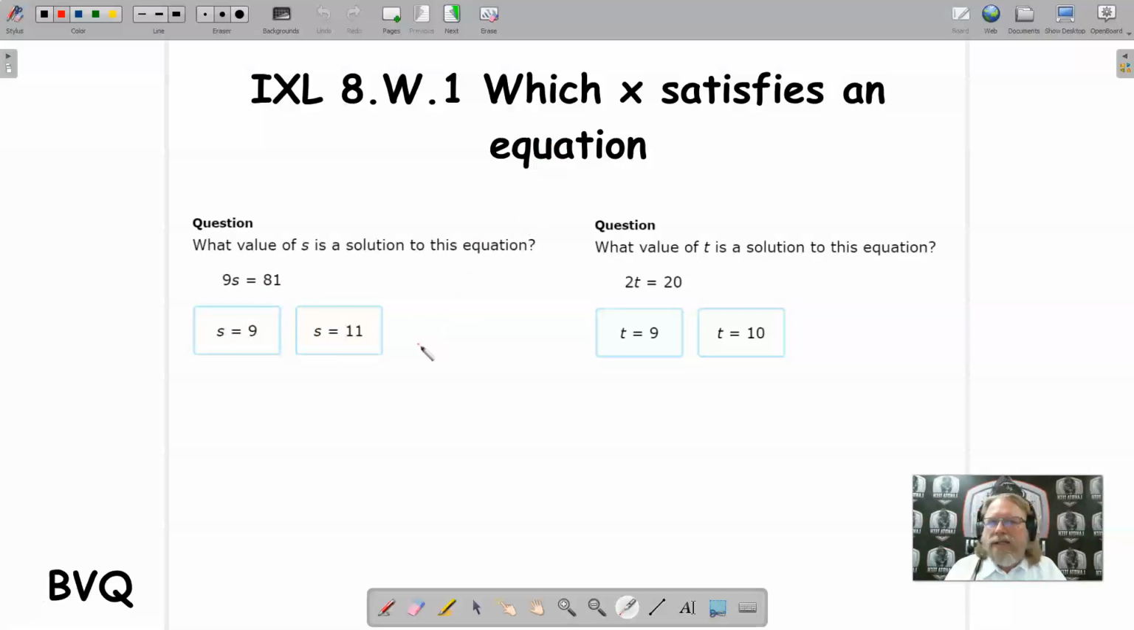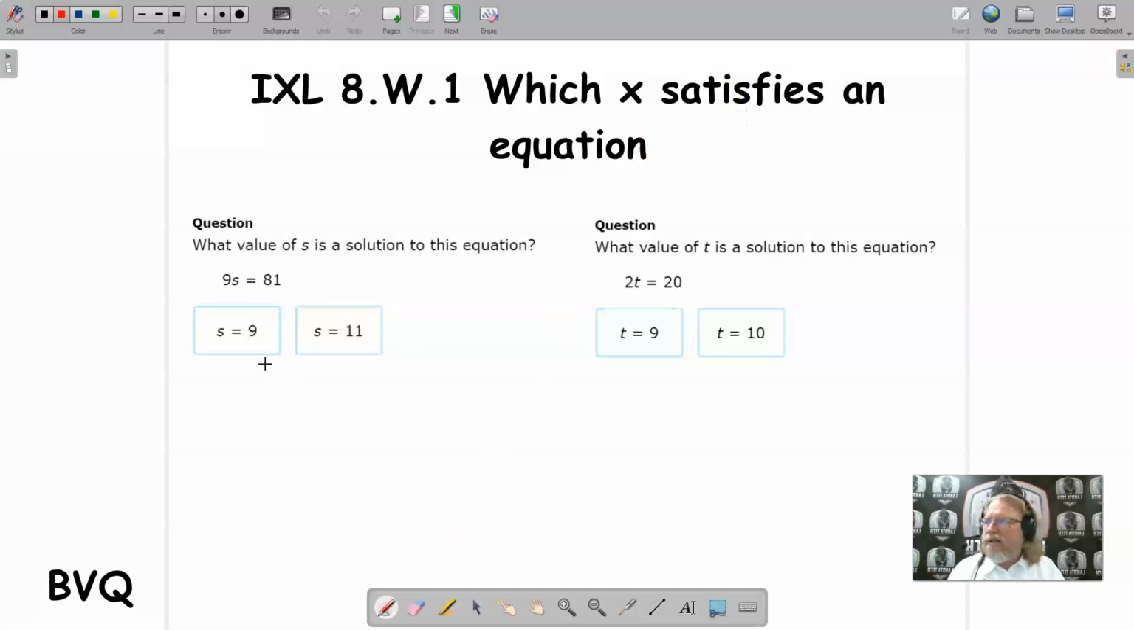and we're going to see which one creates a true statement. The one that creates a true statement is going to be our correct answer. If you get a true statement, then it's said that that value satisfies the equation, because it creates a true statement.